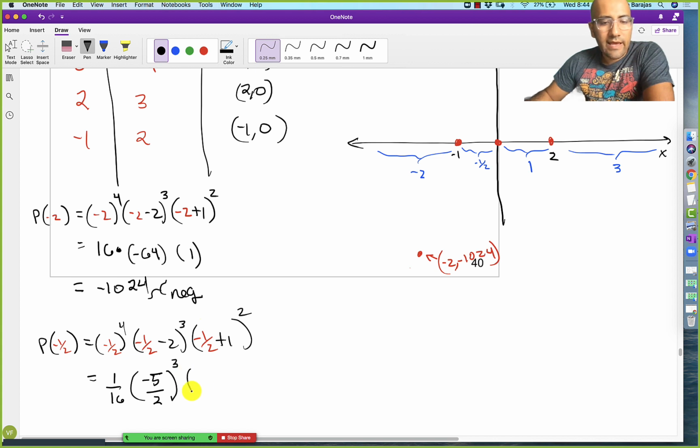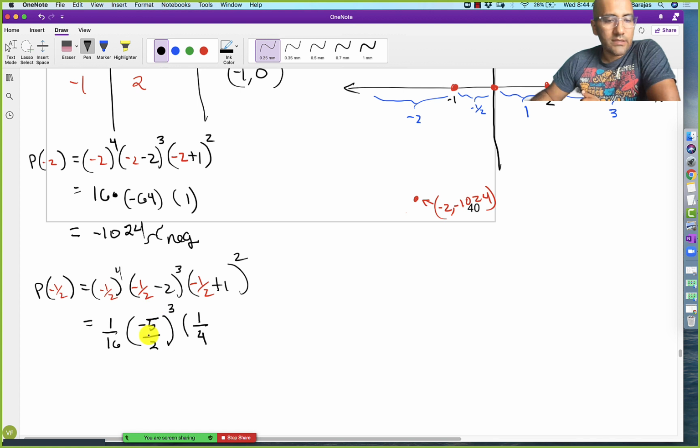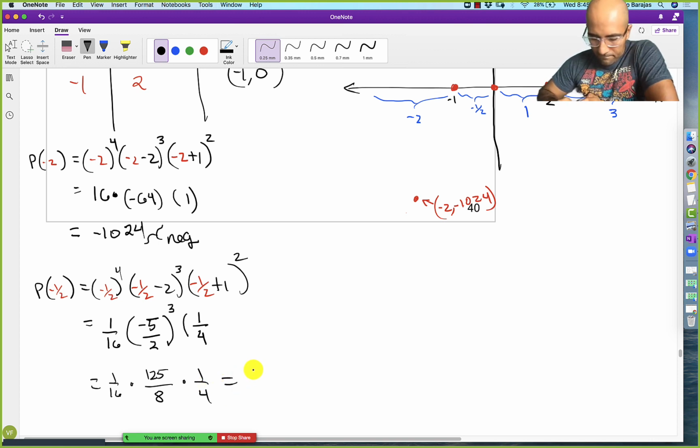And this is just going to be 1/2 squared, so that's just going to be 1/4. So that's good and ugly. That's going to be 125 over 8. And 16 times 125 over 8 times 1/4. So 16 times 8 times 4 gets you to 512. So 125 divided by 512 is the other ordered pair.